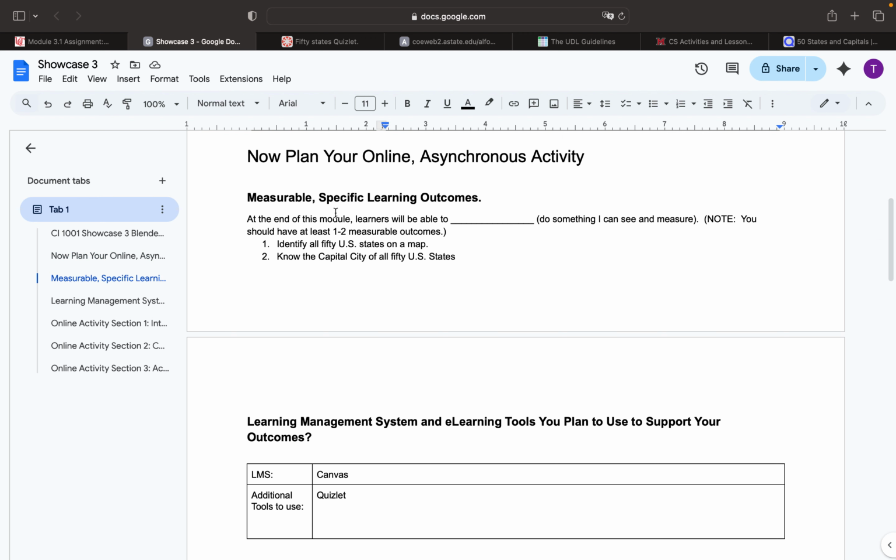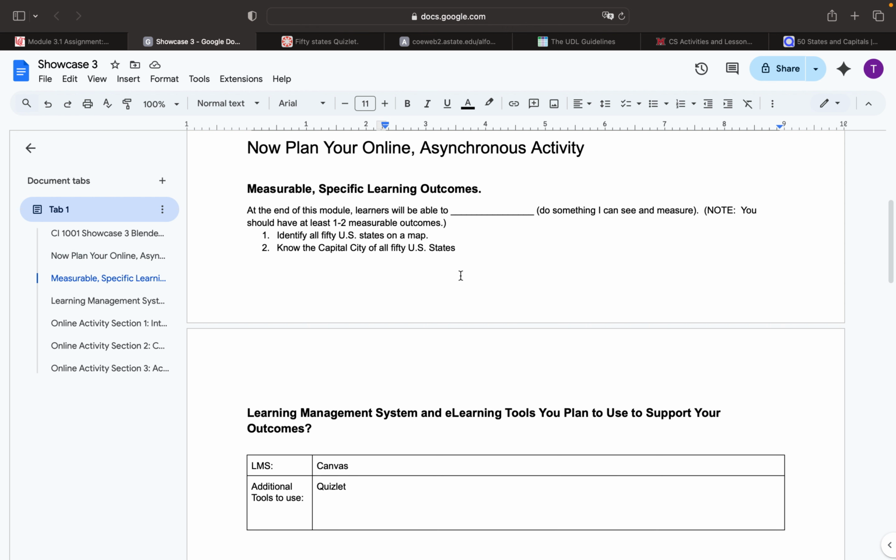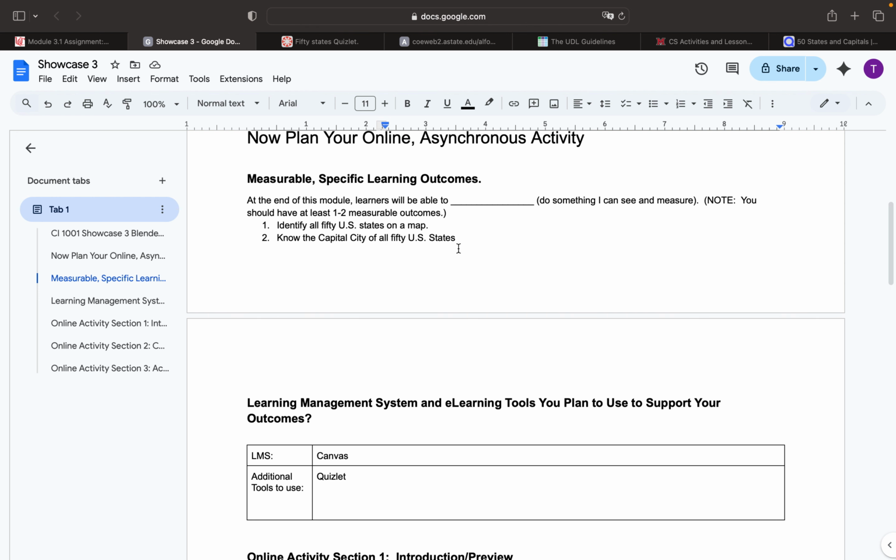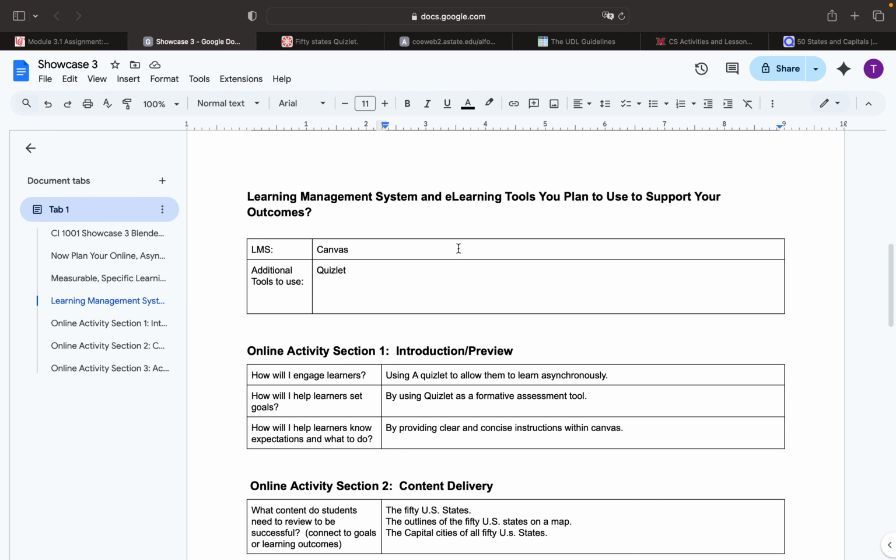What I chose for this to be a good asynchronous lesson plan is the 50 states on a map and the 50 state capitals. So the measurable, specific learning outcomes to start with are: students will be able to identify all 50 US states on a map, and then they will be able to know the capital of all 50 US states. And then next up, my learning management system.